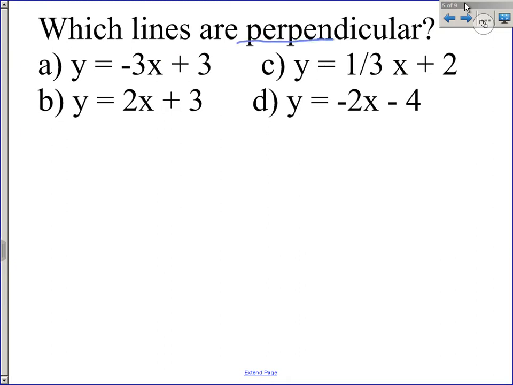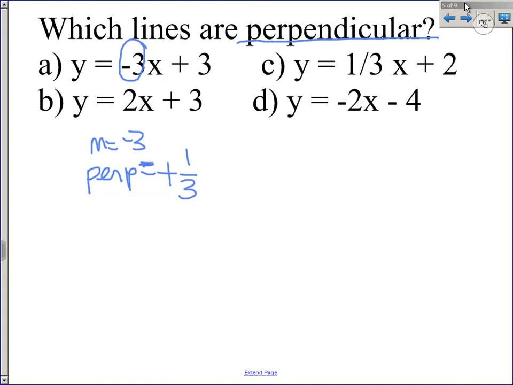Which lines are perpendicular? I'm going to look at A and pick up the slope. Because it's already in slope-intercept form, it's easy to identify. So m equals -3. We know in order to be a perpendicular line, we need to have the opposite sign and the reciprocal of the slope. So the way I look at it is, if this is -3, I need my perpendicular slope to be positive, and if this is a 3, it would be the reciprocal, which would be 1/3. So the slope of the perpendicular line would be positive 1/3.